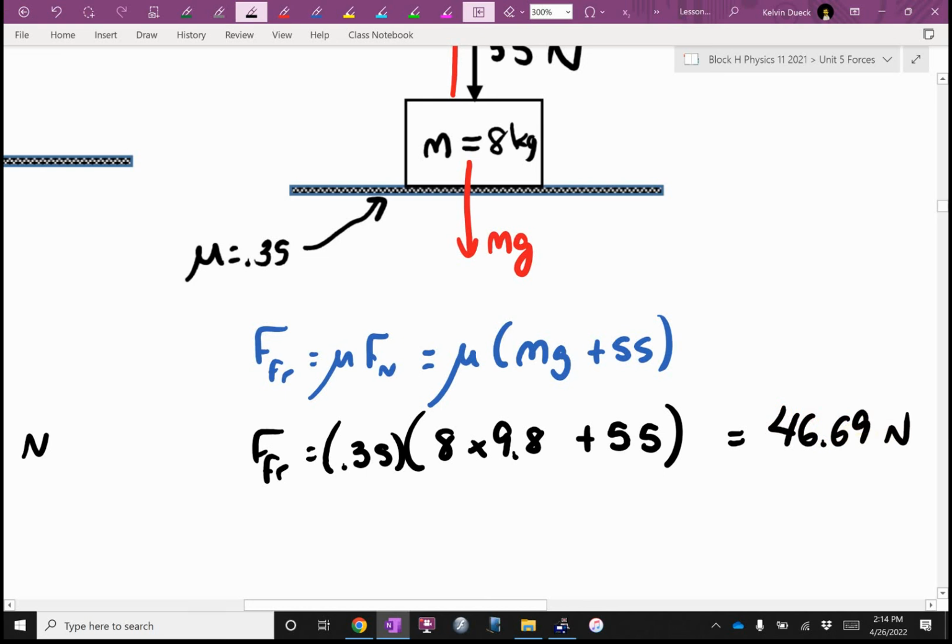Newtons. If I pull with 5 newtons, how big will friction be? 5. If I pull with 46 newtons, 46. But if I pull with 50 newtons, 46.69 in the opposite direction, who's winning? The 50. Who's losing? The 46.69. Winner minus loser equals MA.